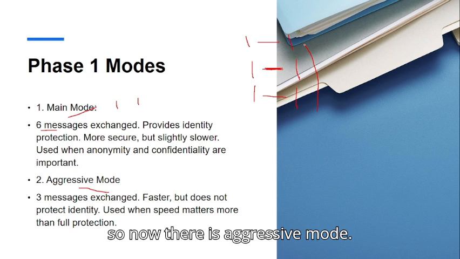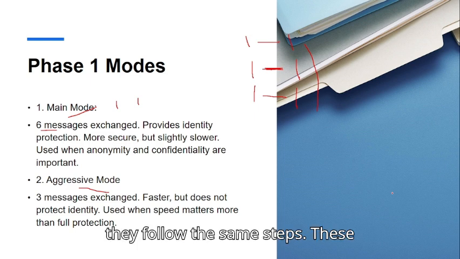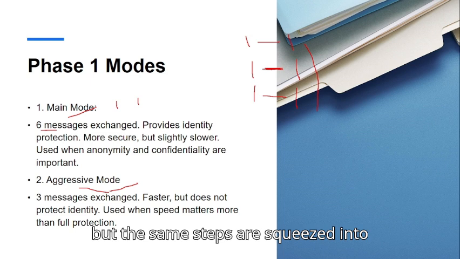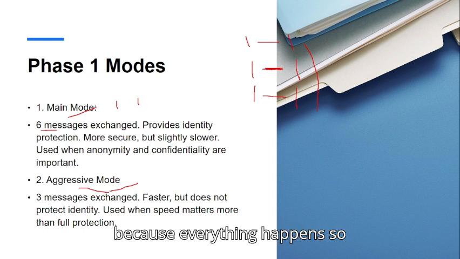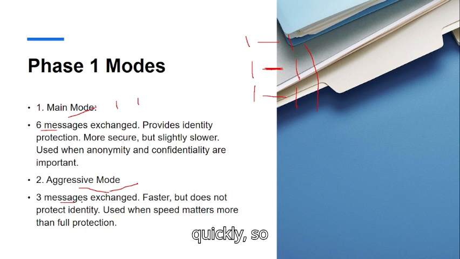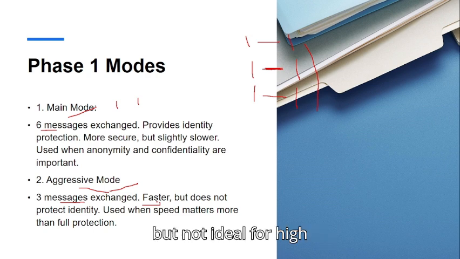And now there is aggressive mode. In this mode, they follow the same steps, but the same steps are squeezed into just 3 messages. It's faster, but because everything happens so quickly, it can't hide identities. So it's useful when speed matters, but not ideal for high security setups.